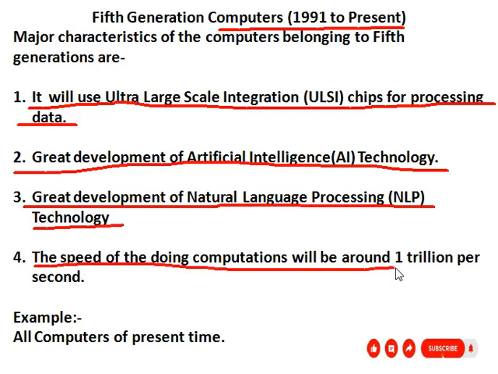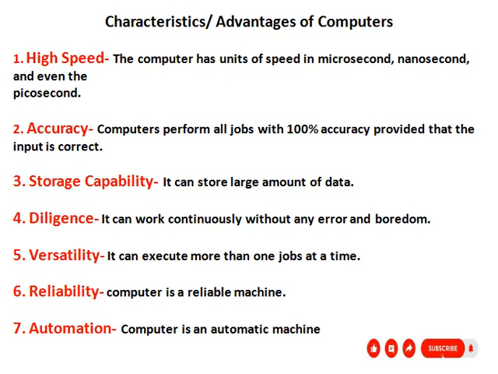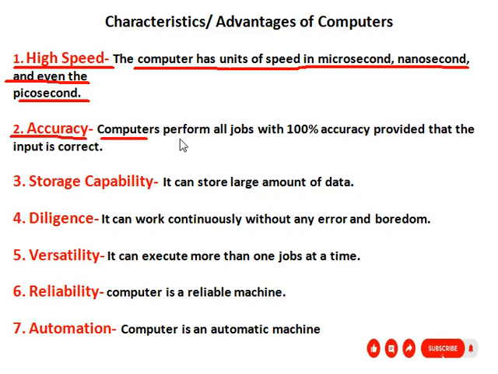Okay. Our next topic, characteristics or advantages of computer. Number one characteristic of computer is high speed. High speed means the computer has units of speed in microsecond, nanosecond, and even picosecond. Next characteristic or advantage: accuracy. Computers perform all jobs with 100% accuracy, provided that the input is correct.